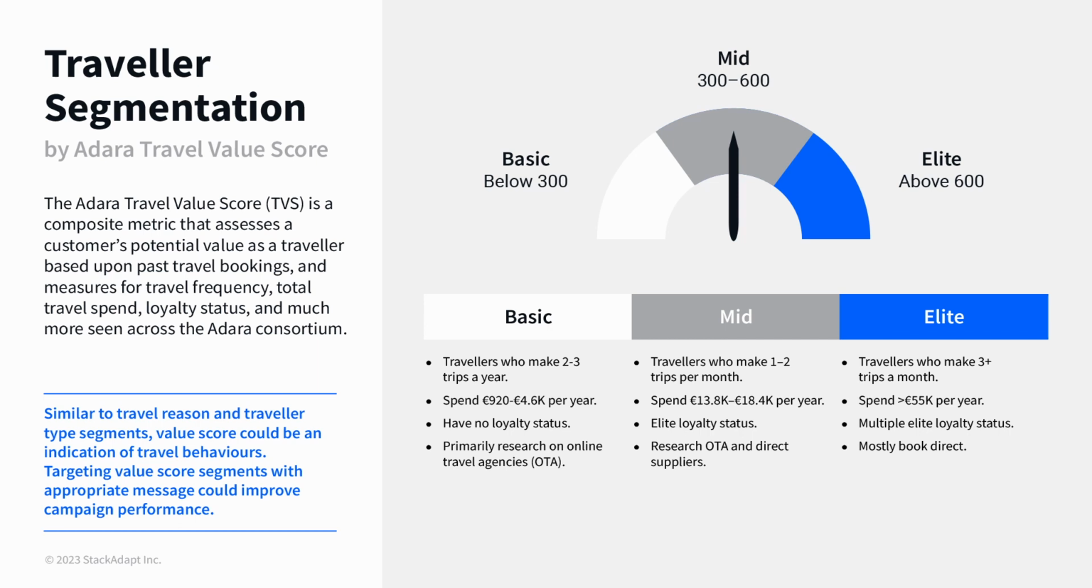This is one that I would recommend to anyone. It's the Adara Travel Value Score. It's a composite metric, as I've said, that assesses a customer's previous travel behavior and essentially ranks them on a score. We have the basic ranking, which is anyone who makes 2 to 3 trips per year. They generally spend up to about 5,000 euros per year on travel. They don't generally have loyalty status, so they're not subscribed or have memberships with any particular hotel chains or airlines.